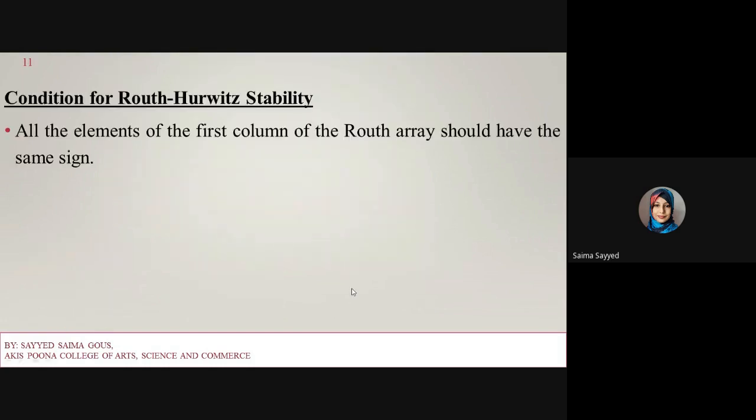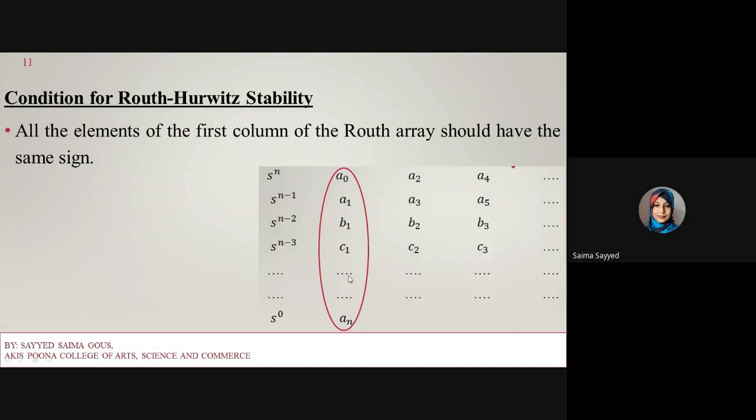Then the condition for stability by the Routh Hurwitz criteria: all the elements of the first column of the array should have the same sign. The elements should be either all positive or all negative, but they should have the same sign.